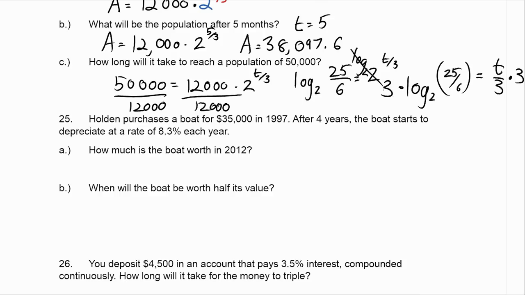Then we can type that whole thing into our calculators. We can get t is equal to 6.177, and I'm rounding to the nearest thousandth, so 3 decimal places.